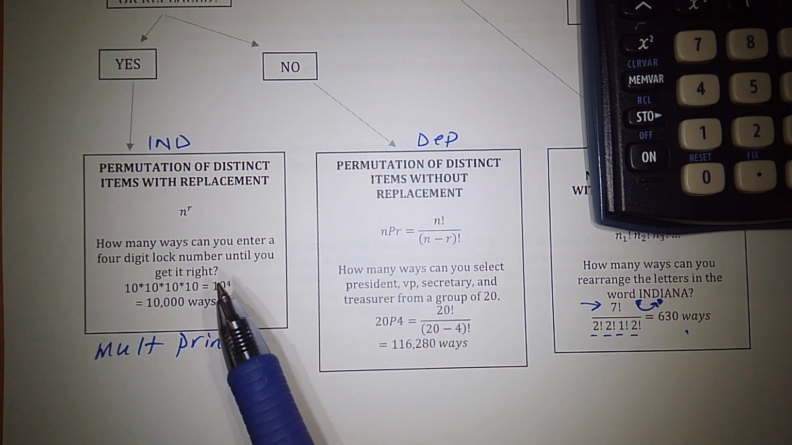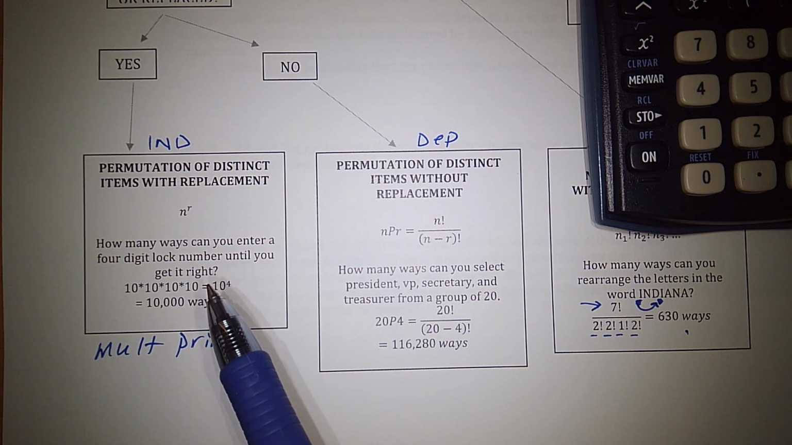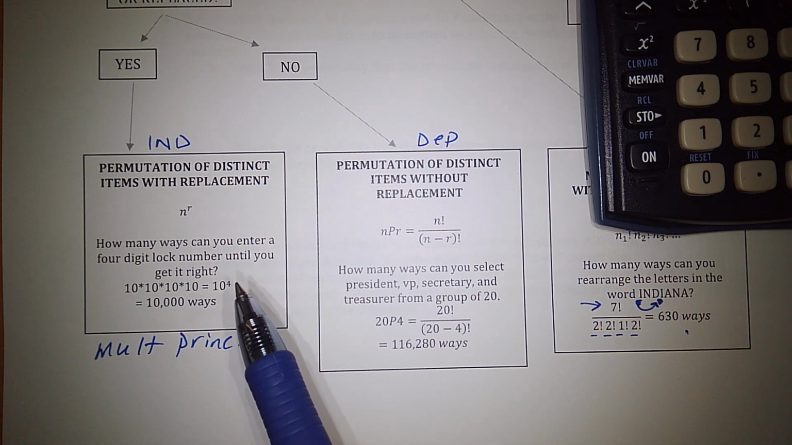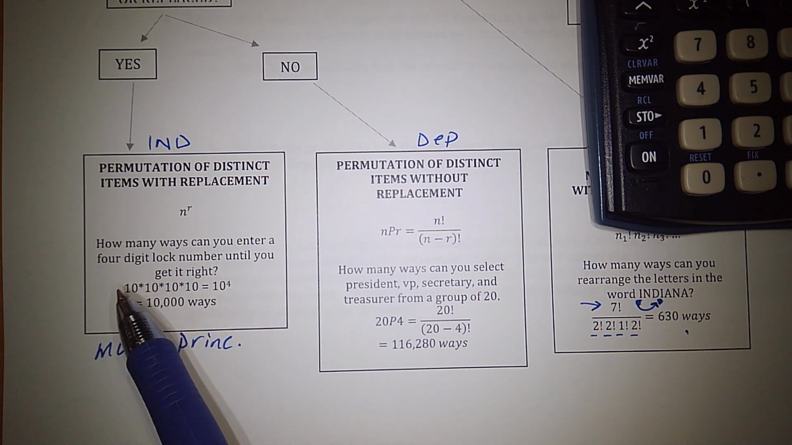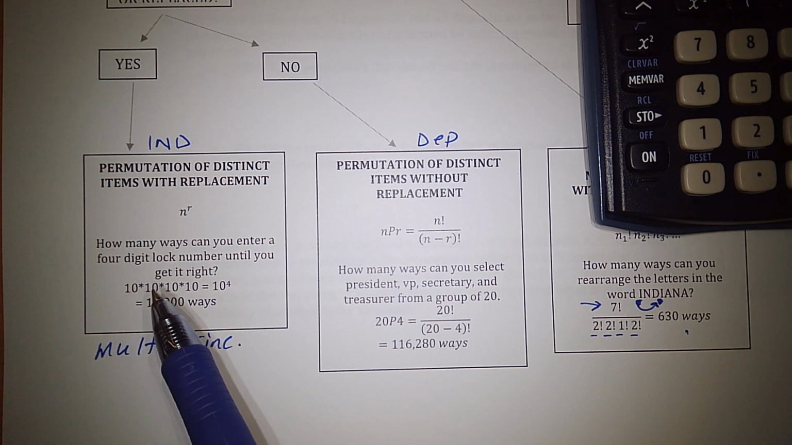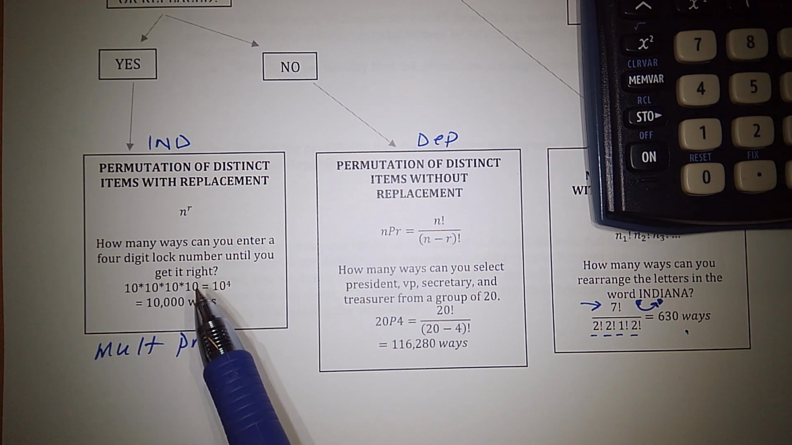For example, how many ways can you enter a 4-digit lock number until you get it right? Like a briefcase, right? Let's say there's the spinning code of 4 digits on a briefcase and you need to open it up. Well, you've first got to get the first digit correct, and there are 10 possible ways you can get that first digit correct. The numbers 0 through 9, those are 10 possible digits. You can repeat the same number again. In other words, if I selected 1 for the first digit, I can use 1 again for the next digit. So replacement or repetition is allowed. So I still have 10 possible codes I can pick for the next one, and for the third code, and for the 4th digit. So this is 10 to the 4th power, which is 10,000 different ways.